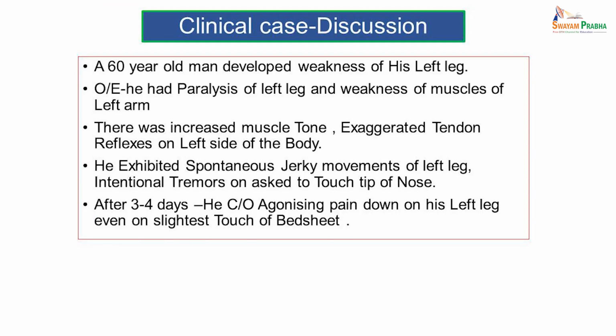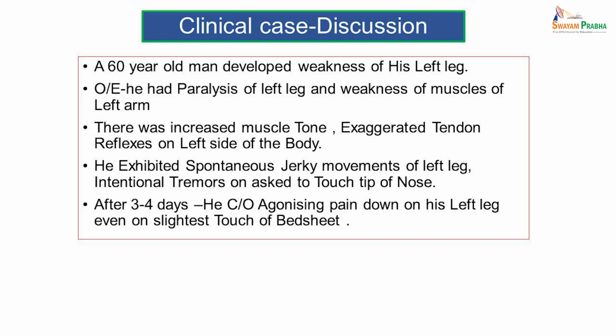So, coming back to our case, what we had told about the case was a 60-year-old man with the development of weakness in his left leg, paralysis of the left leg and weakness of the muscles of the left arm.